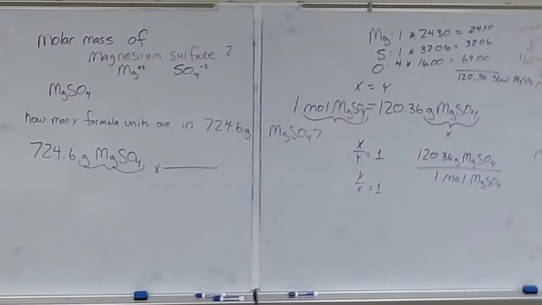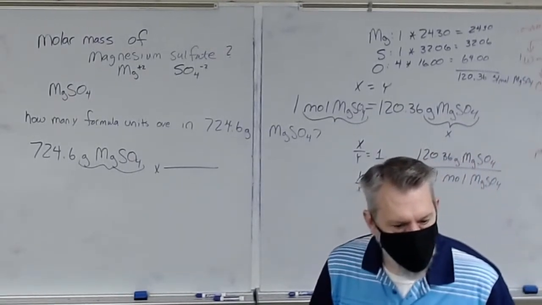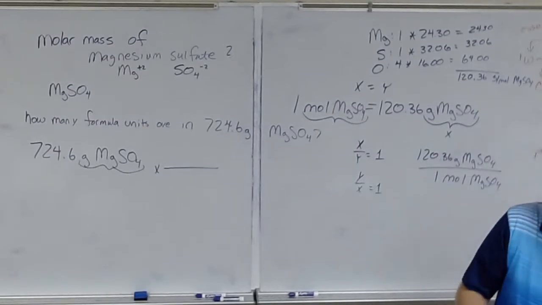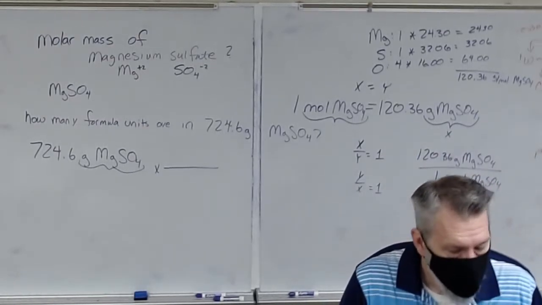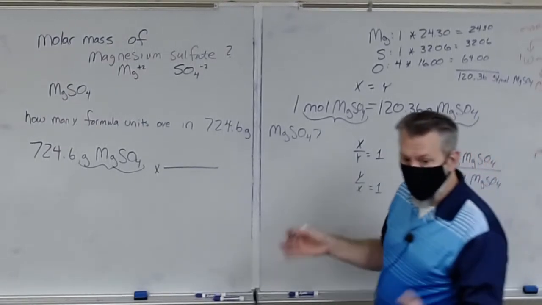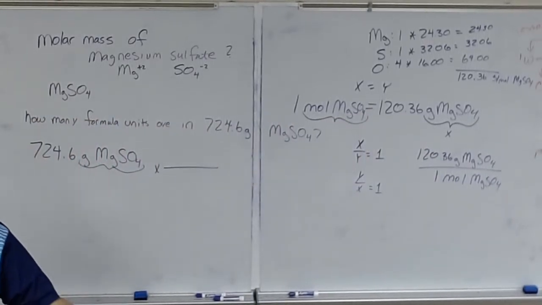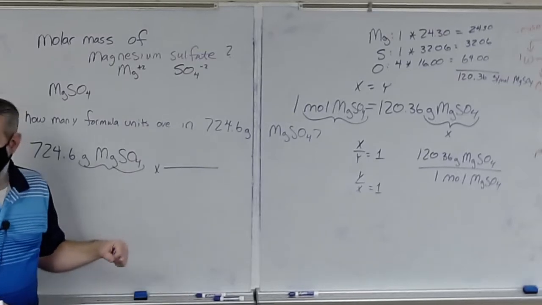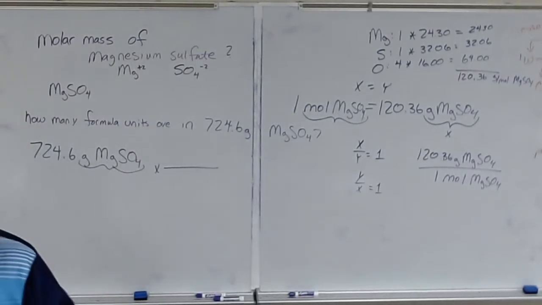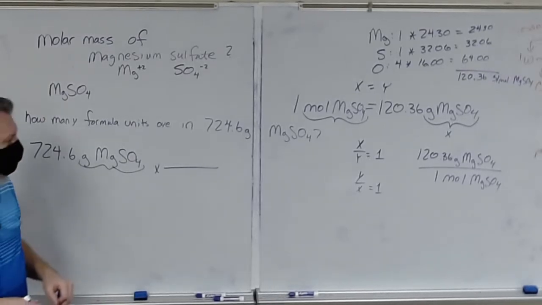If I had 24 eggs, I could tell you I have 24 eggs. What's another way I could say that? I had 2 dozen. Did I change the number of eggs? No, I still have literally the same number of eggs. I just changed how I communicated that to you. This is all dimensional analysis is. I'm just changing how I communicate to you. That's all we're doing here.